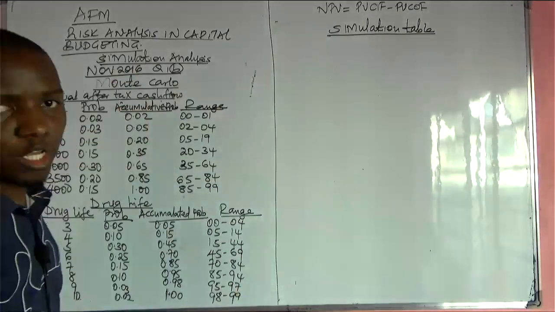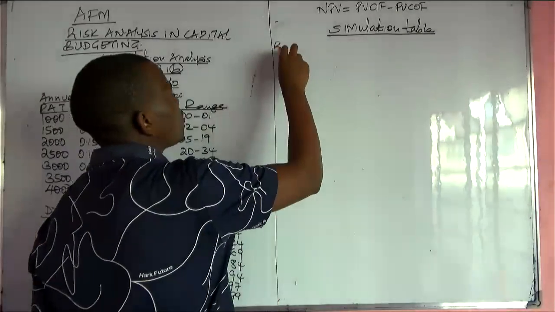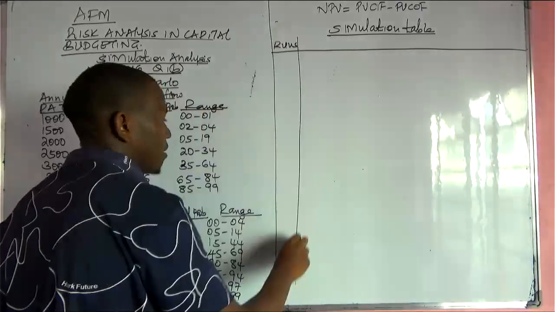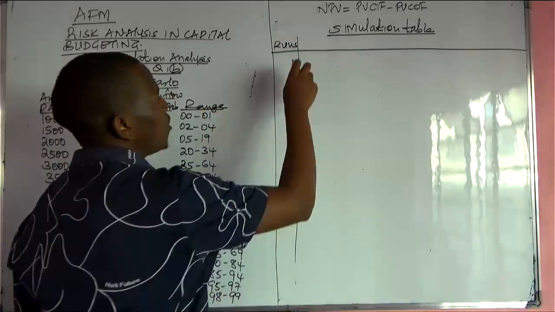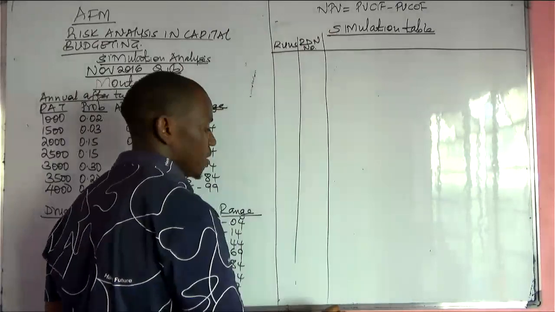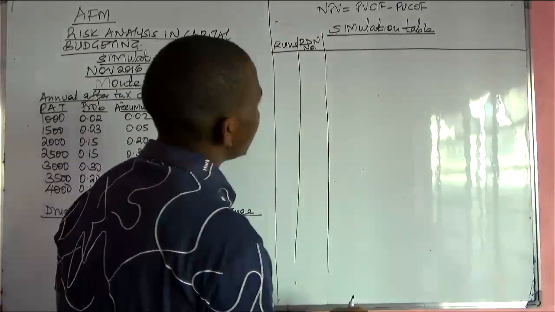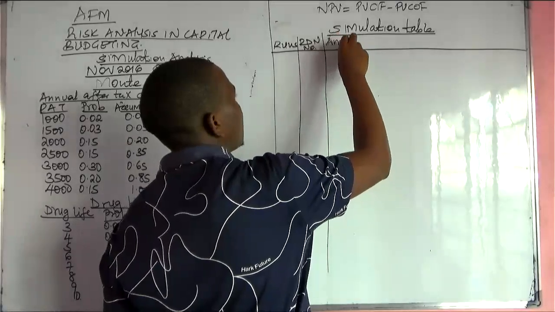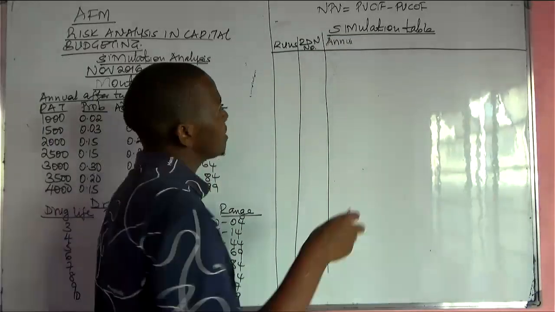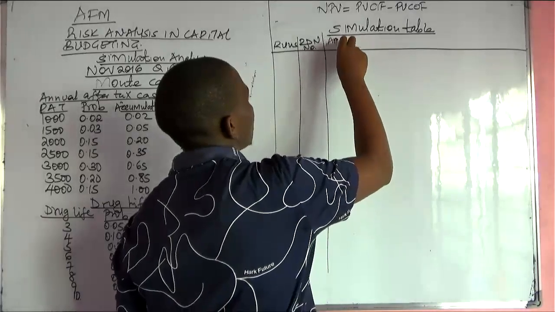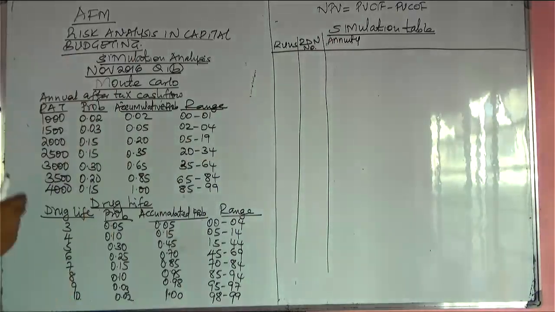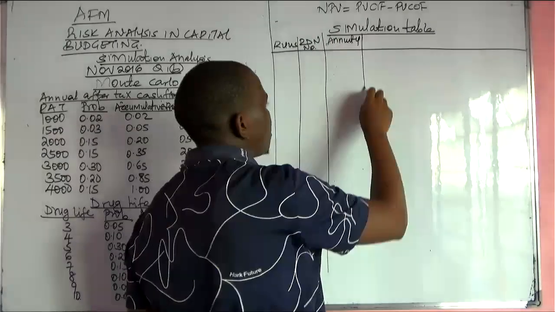So in this case, we've been told that we perform how many runs? 10 runs. So I will have the runs there, which should be 10. Then I will also have the random numbers. Now, these random numbers will help us to know what is our annuity. When I talk of annuity, I mean the cash flows that will be generated for each year. And then it will also give us the year.